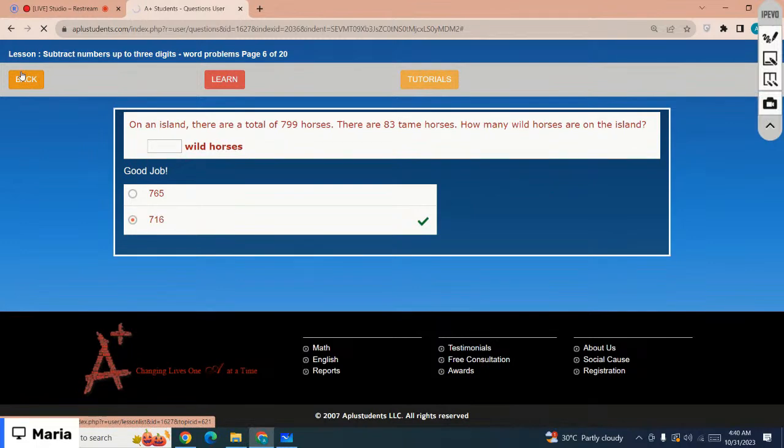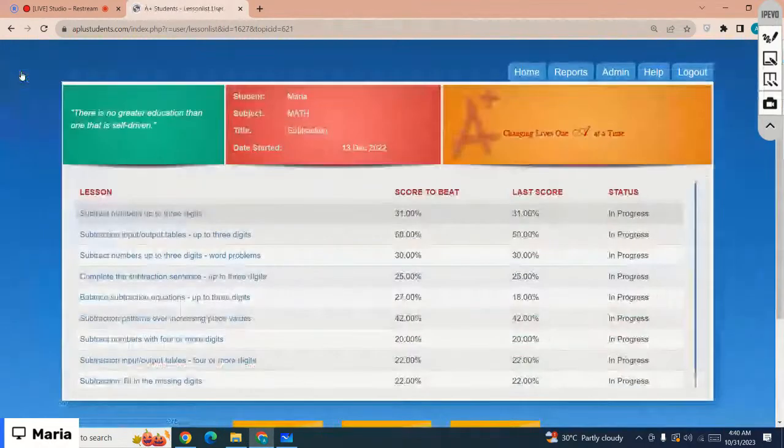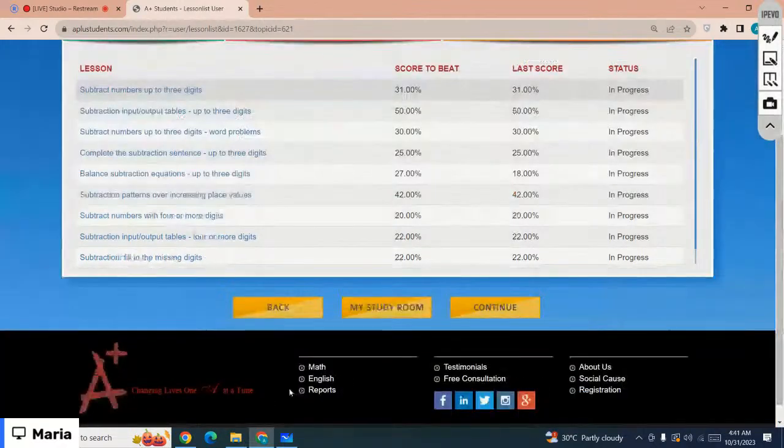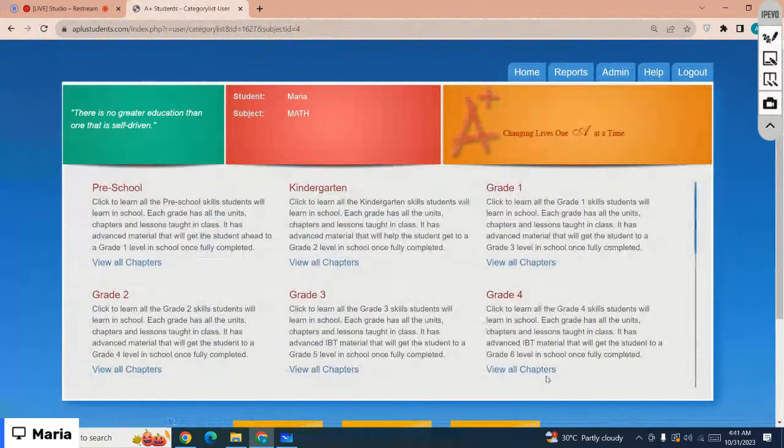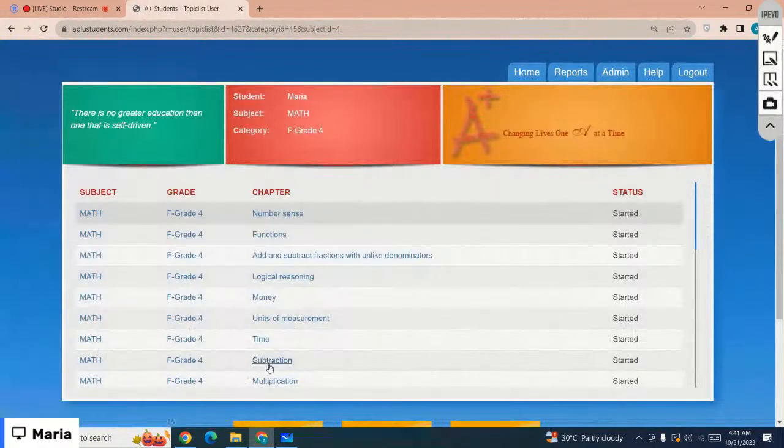So, we're working on grade 3 math. The chapter we started with is division. The lesson we have covered is divide three digit numbers. Then we have started the chapter subtraction. The lessons we have covered from the chapter are subtract numbers up to three digits, subtraction input output tables up to three digits, and subtract numbers up to three digit word problems, right? So please make sure before the next session you complete all the practice questions for the lessons we did today.